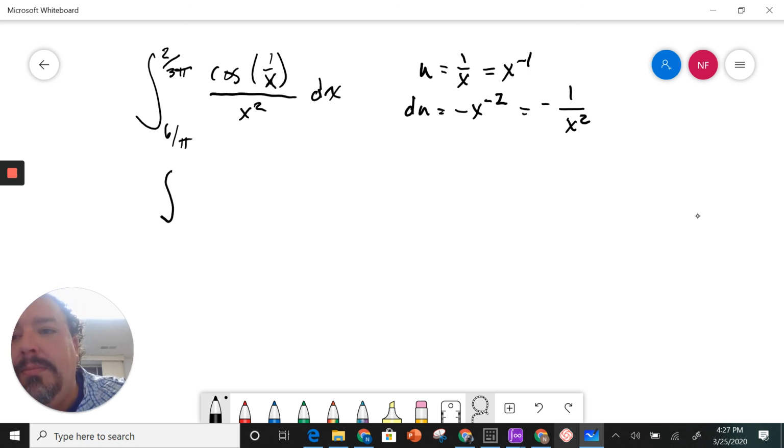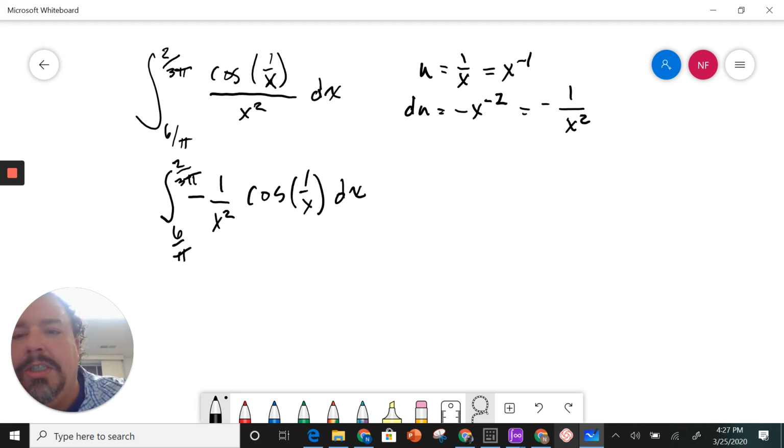So we could rewrite this. We have the -1 over x squared, and we've got the cosine of 1 over x dx. And it's going from 6 over pi to 2 over 3 pi. I'm not changing anything at this point, just want to make sure that everything is going to fit perfectly. And so now we can do our u substitution. We have the cosine of u, that's there. We have our du.